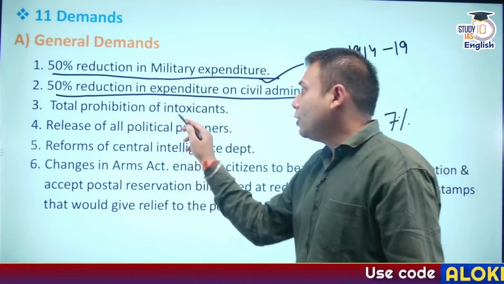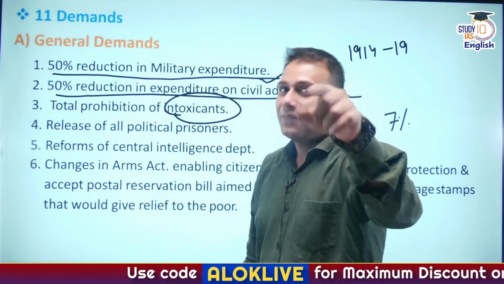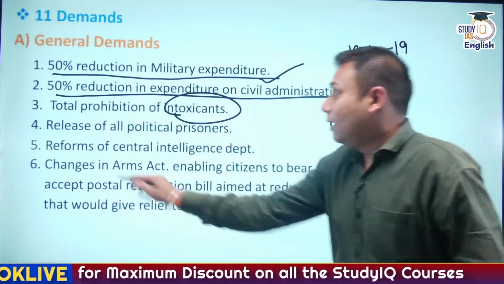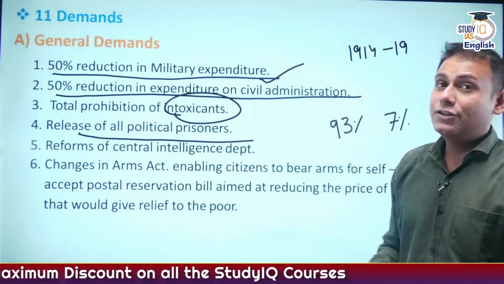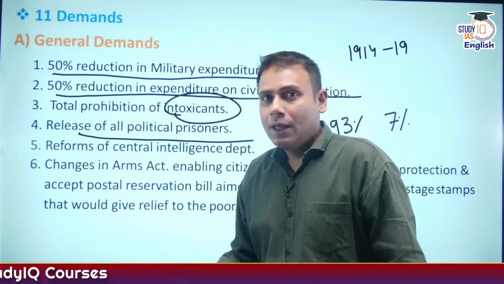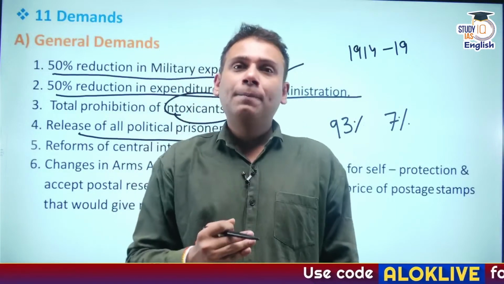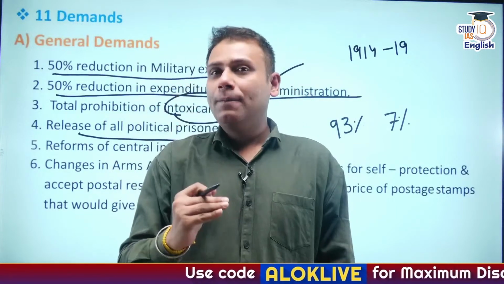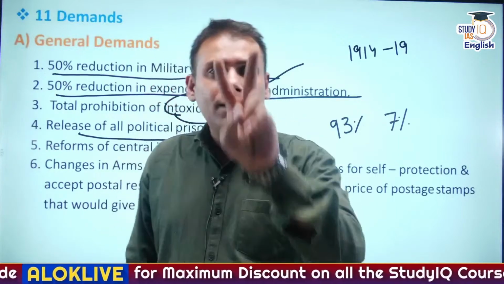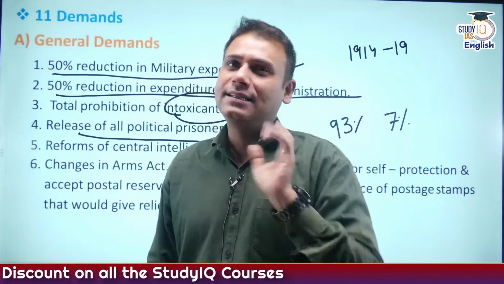So another important demand was 50% reduction on civil administration. Complete ban on intoxicants. This is also reflected as a part of the DPSP in the present day constitution. True? Then, release of all political prisoners not guilty of violence. Okay? As I have told you, whether it be the non-cooperation movement, civil disobedience movement, or the Quit India movement, two major pillars will remain the same: Satya and Ahimsa.